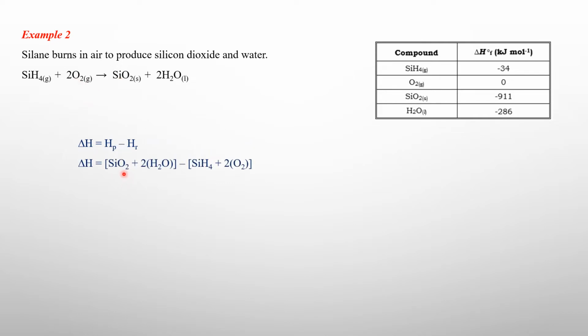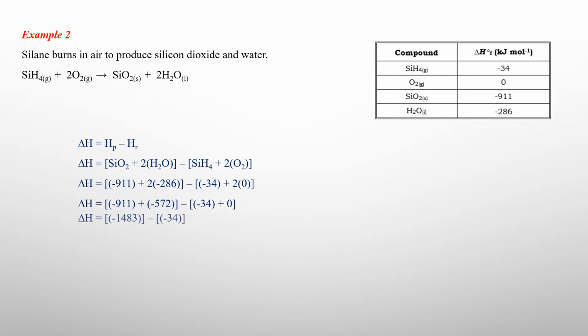Now just substitute our values. For SiO2, the heat of the product is minus 911, plus that of water, because SiO2 and water are both products, so we put the sum here. We combine these two: 2 times the enthalpy of water, which is negative 286, minus the heat of the reactant. Since we have two reactants, the heat of SiH4, which is minus 34, plus the heat of oxygen, which is 0. Now if you simplify this equation, we get the enthalpy change as minus 1449 kilojoules.